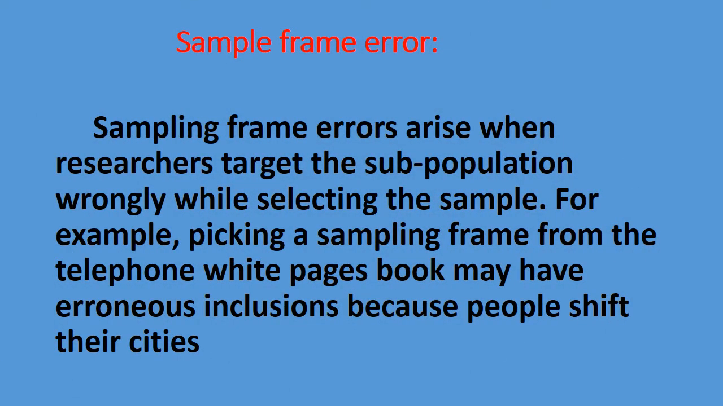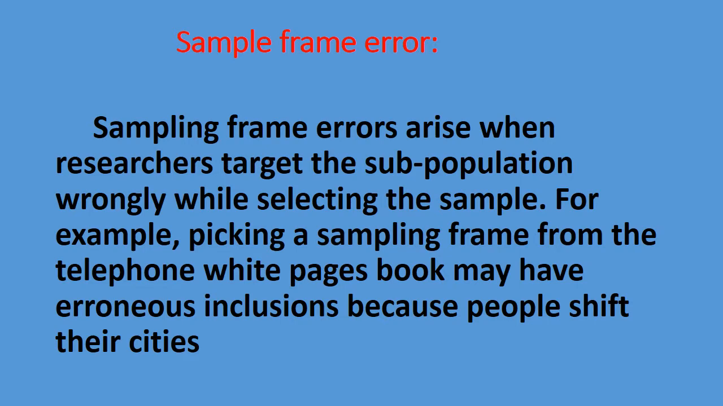The next one is the sampling frame error. The sampling frame error arises when researchers target the subpopulation wrongly while selecting the sample. We have a population, and from that we take the accessible population or the target population. For example, if you are doing research on diabetes mellitus patients, the target population is the diabetes mellitus patients residing at Kulithara. For the accessible population, we have a categorization by age, and depending upon the inclusion criteria, we select the sample.